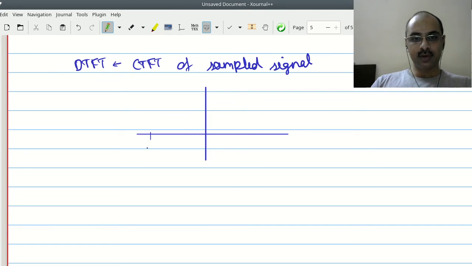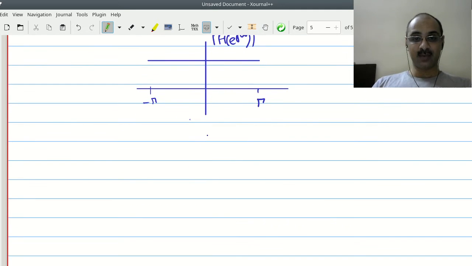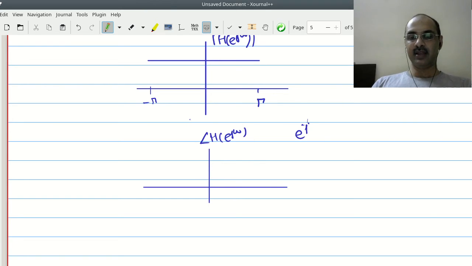between minus pi and pi, the magnitude response of the so-called fractional delay is actually flat. What about the phase response? This is where things get interesting. In the phase response, we chose something like e power minus j omega by 2. So at minus pi and plus pi, it starts at minus pi by 2, goes to pi by 2.